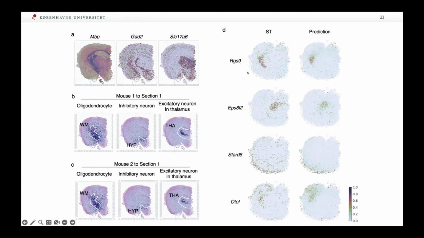And similarly, we've also investigated expression of 4 genes to see if we can predict the overall gene expression patterns. The first column showed the true expression pattern of the 4 genes, and the second column showed our prediction. We can see we trained on low resolution ST data, Bayesian data, we can still recover the spatial gene expression pattern to some extent.